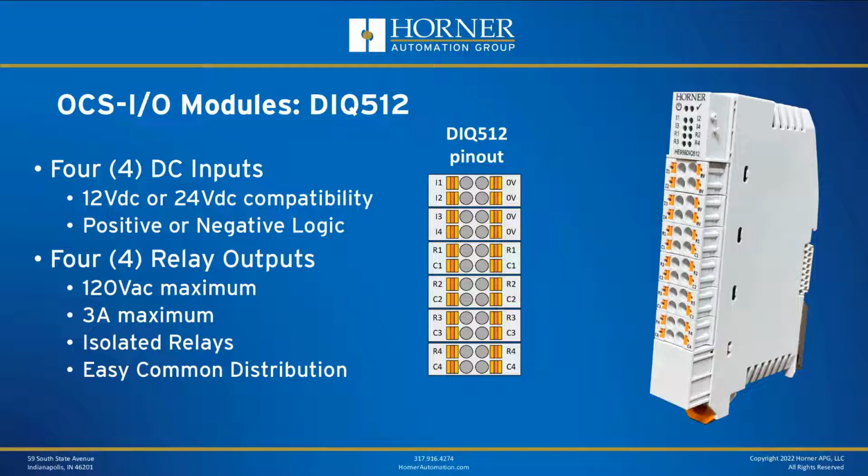We've also got a mixed module that is DC in and relay out, just not quite as dense. 4 DC inputs instead of 8 and 4 relay outputs. On the output side, we support up to 3 amps maximum at 120 volts. All the relays are isolated. However, the way we've pinned the module out with duplicate terminals for both sides of the contact, it's pretty easy to distribute your commons and connect the module to the field terminal strip efficiently. So again, there's a lot of extra terminals on board for the purposes of making signal distribution simple.